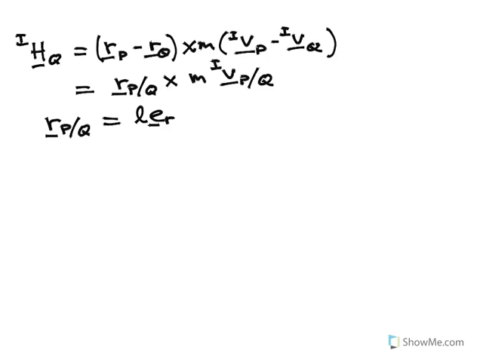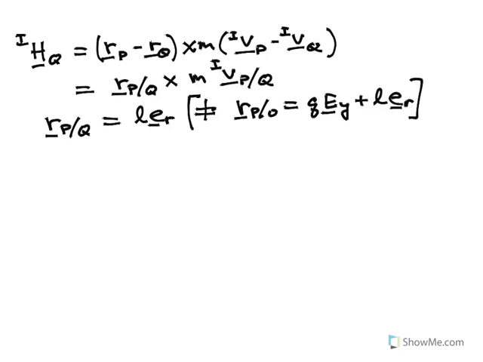Now note, this is not equal to the position of P relative to O, because the position of P relative to O, if we actually look at that, is equal to QEY plus LER, because that would be measured from point O. Here we're taking the position of P relative to Q. So it's really important that you understand that that's not the same thing as the position of P relative to point O, because I may need that later on.